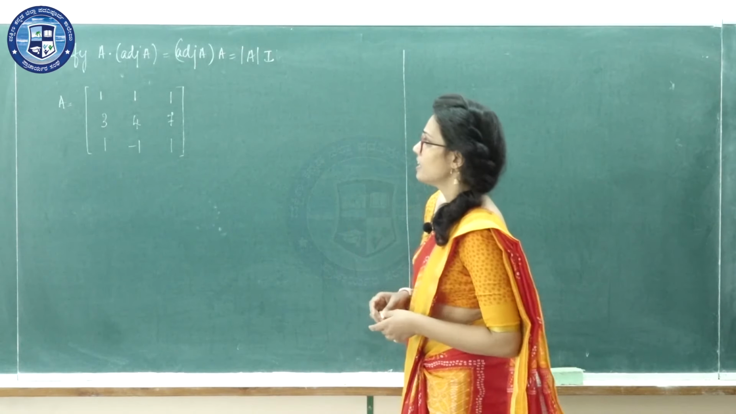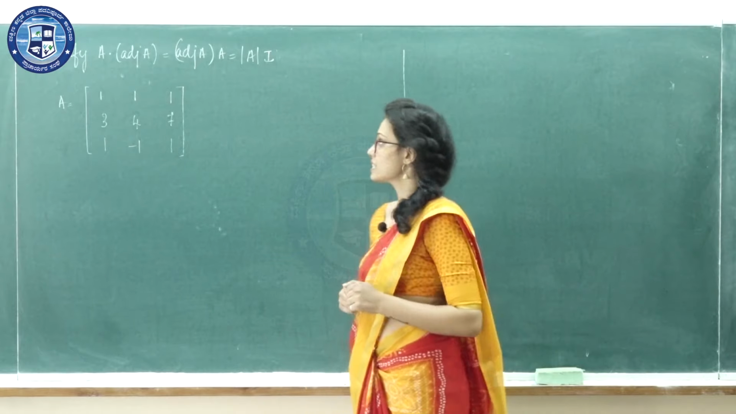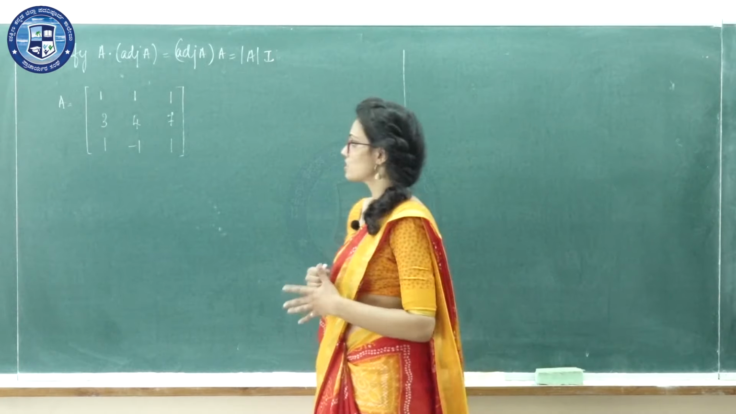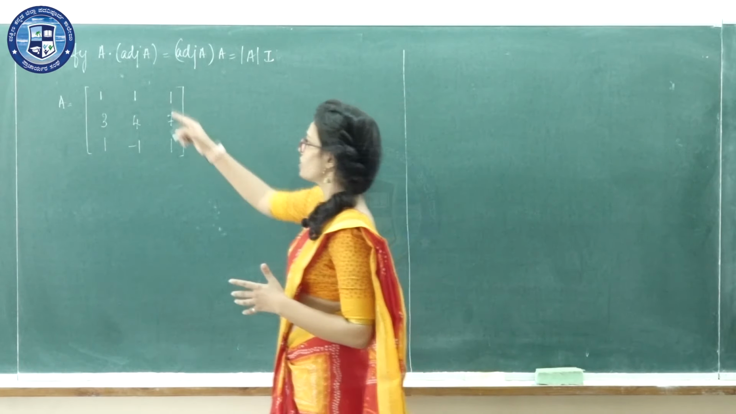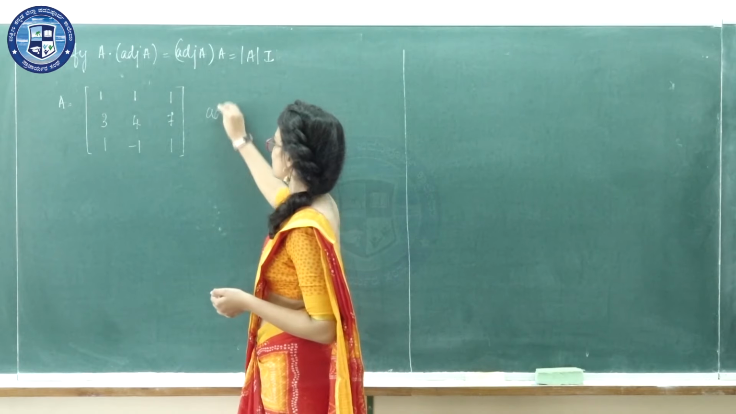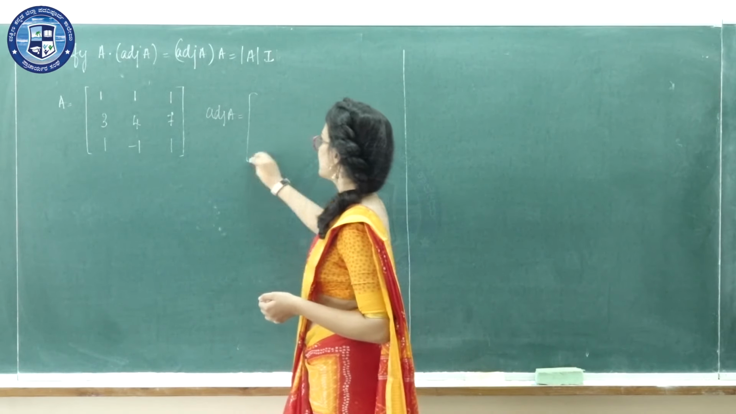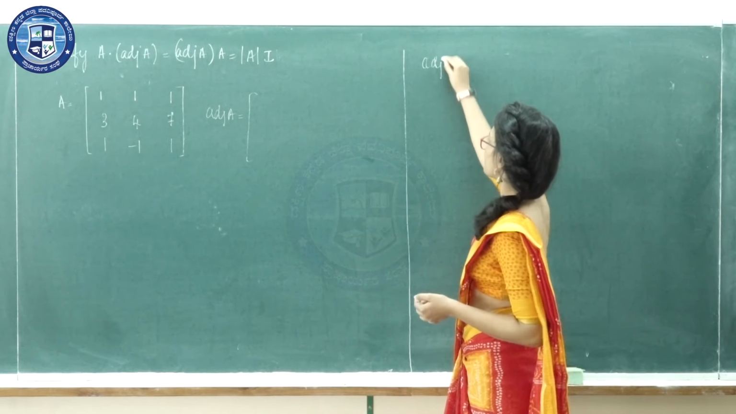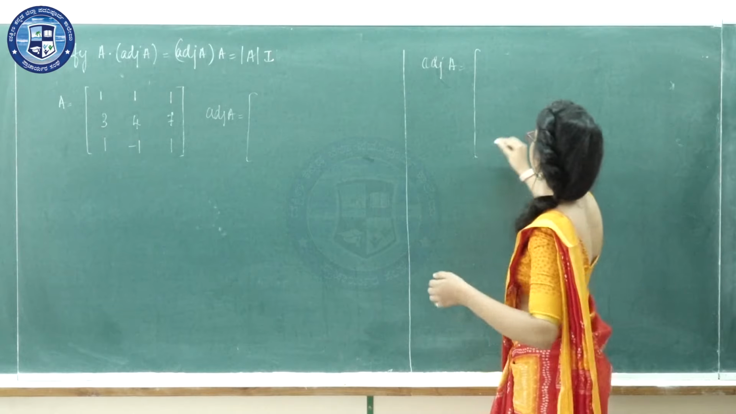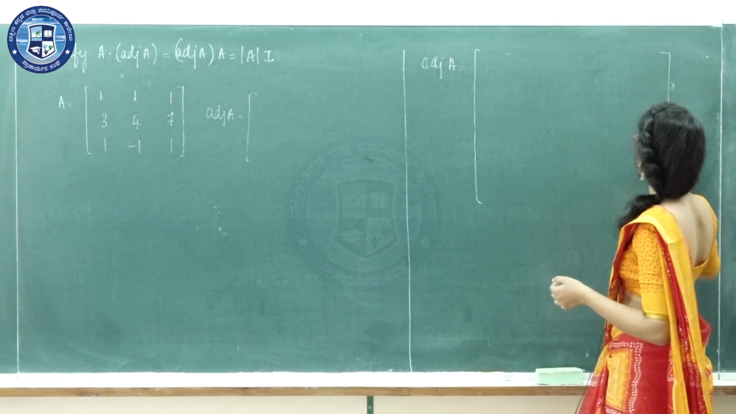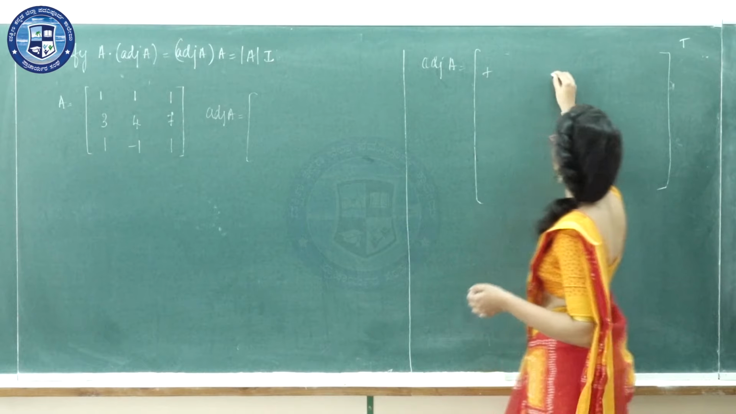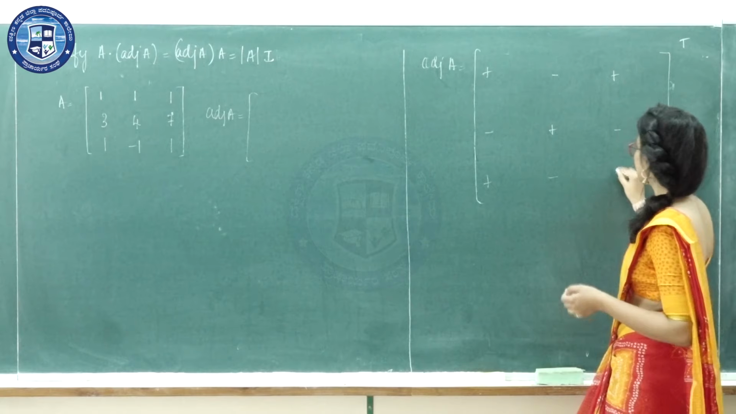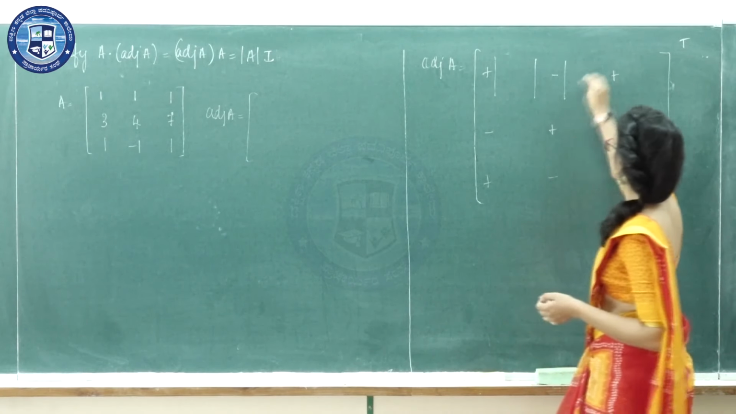Next question. Let us verify A into adjoint A is equal to adjoint A into A equal to determinant A into I for a 3 cross 3 matrix. Okay. So, first we need adjoint A value. So, we know adjoint of A is cofactor matrix transpose. Okay. So, we will first find the value of adjoint A. We have plus, minus, plus, minus, plus, minus, plus, minus, plus. Now, let us fill in these determinants.